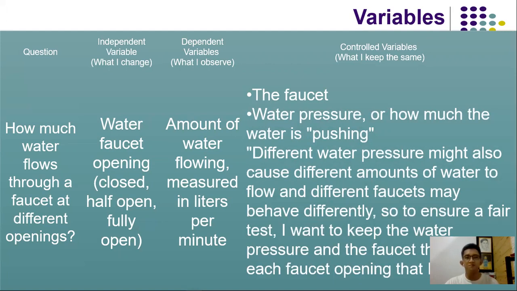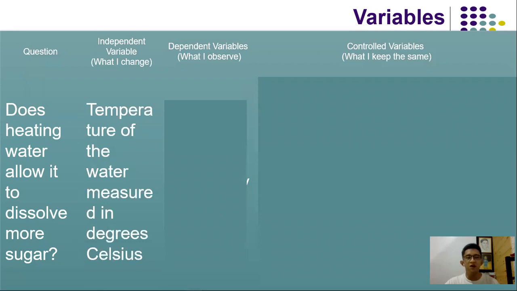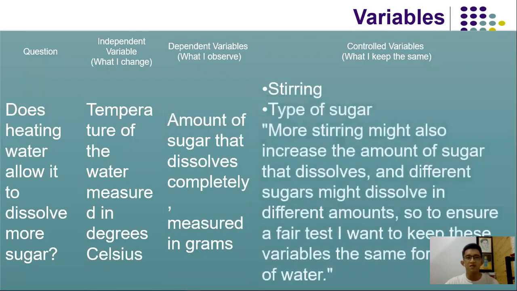Let's have another example. Does heating water allow it to dissolve more sugar? The independent variable is the temperature of the water, measured in degrees Celsius. This is the one that we are going to change: varying temperature. What will be the dependent variable? The amount of sugar that dissolves completely, which is measured in grams. What are we going to keep the same?